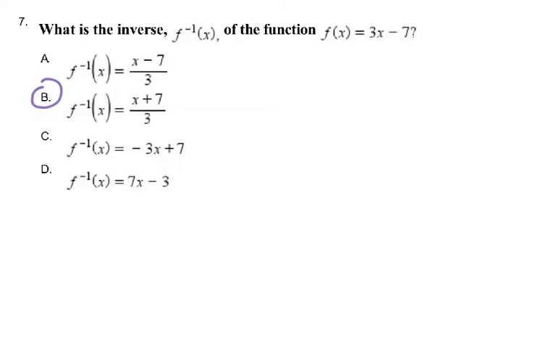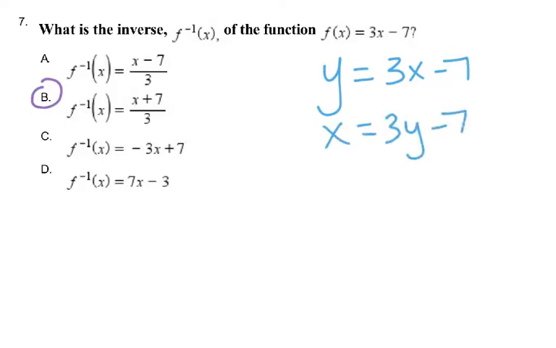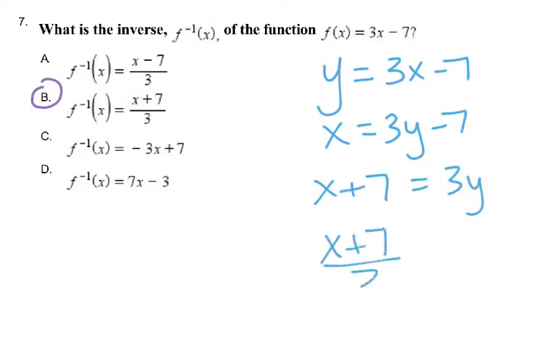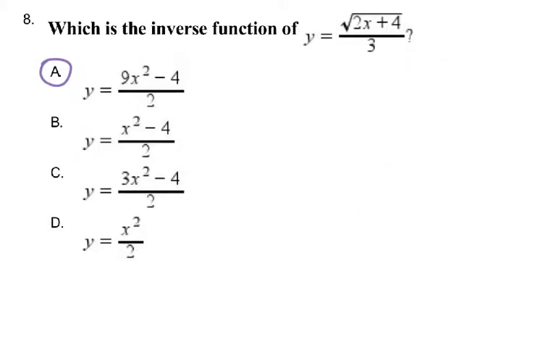Okay, same thing as that last one. We're going to switch f of x to y. We're going to switch our x and our y, and then we're going to get y by itself. So we're going to get rid of a minus 7 by adding, and we're going to get rid of timesing by 3 by dividing by 3. Okay, so that's why the answer choice is B.